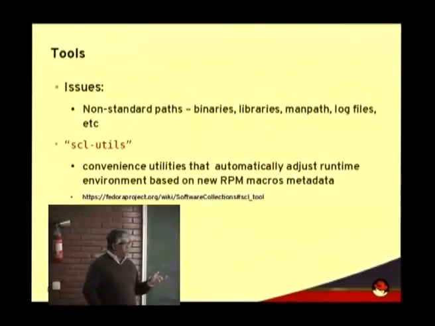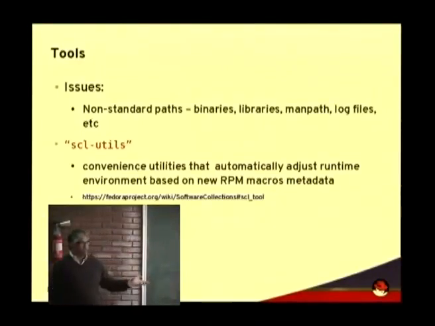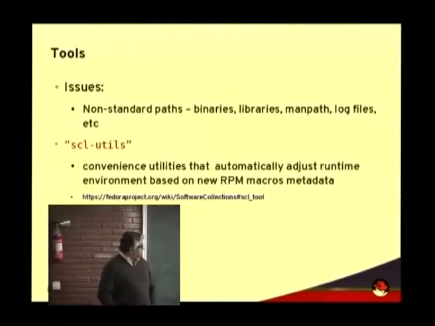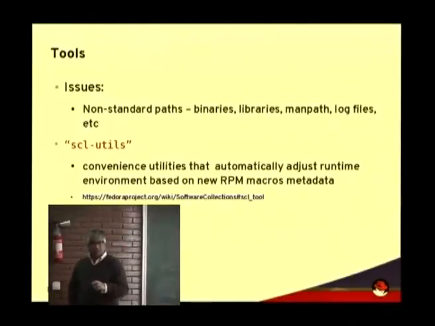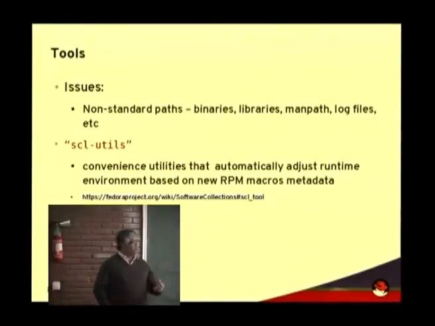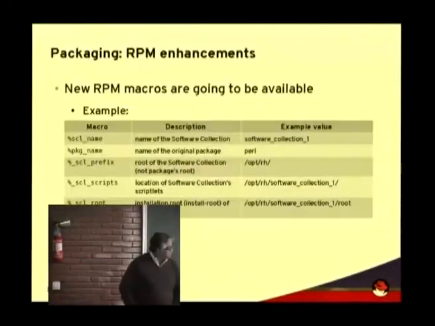So in order to do that, we created a set of utilities called SCL utilities, essentially software collection utilities. What this does, at least for the RPM cases, is use additional RPM metadata as well as a certain set of scripts inside the packages to modify the environment. So the issues that we talked about, non-standard paths, are automatically managed as part of these SCL utils. So let's take a look at what we actually do.